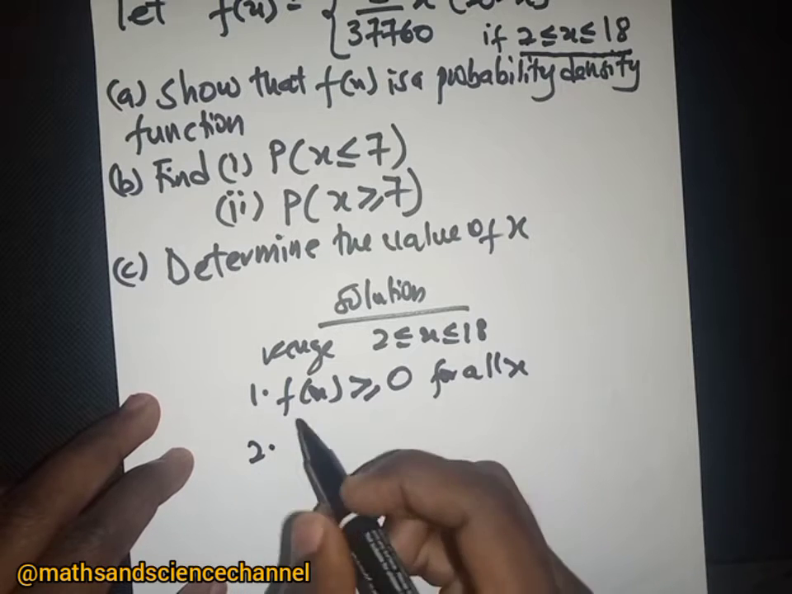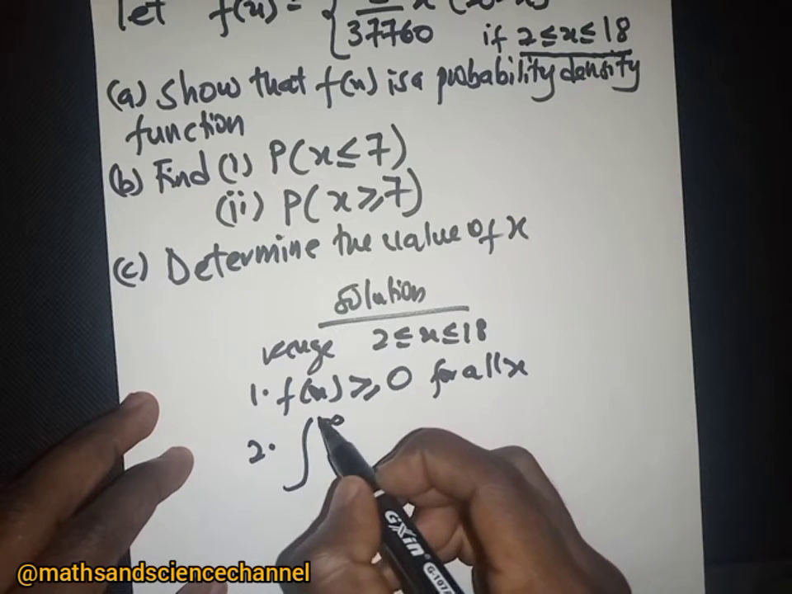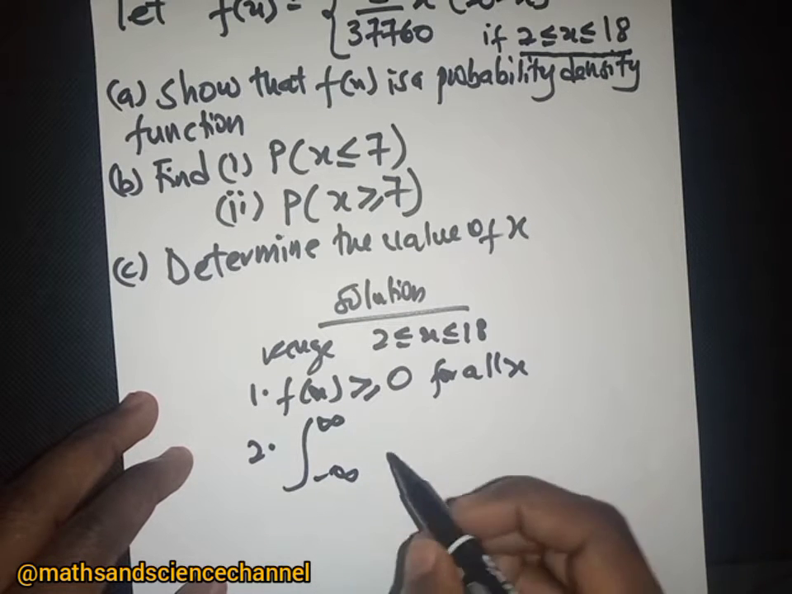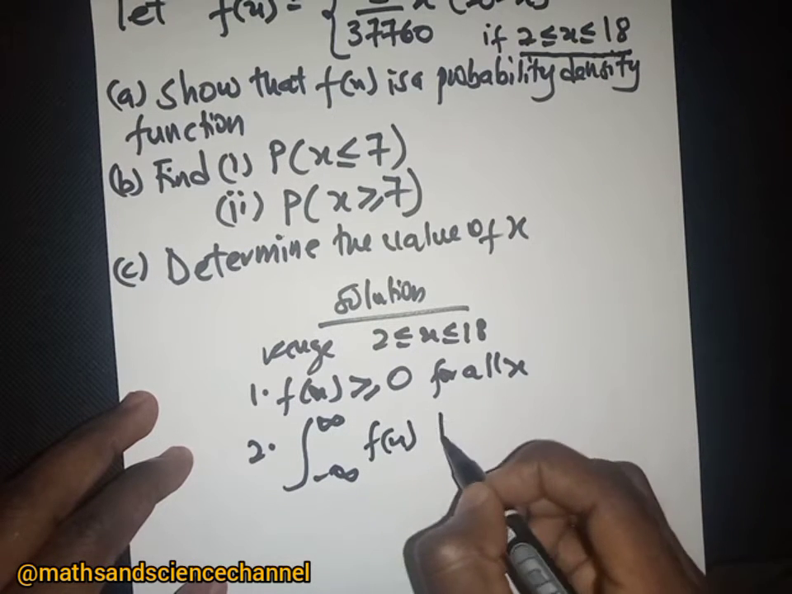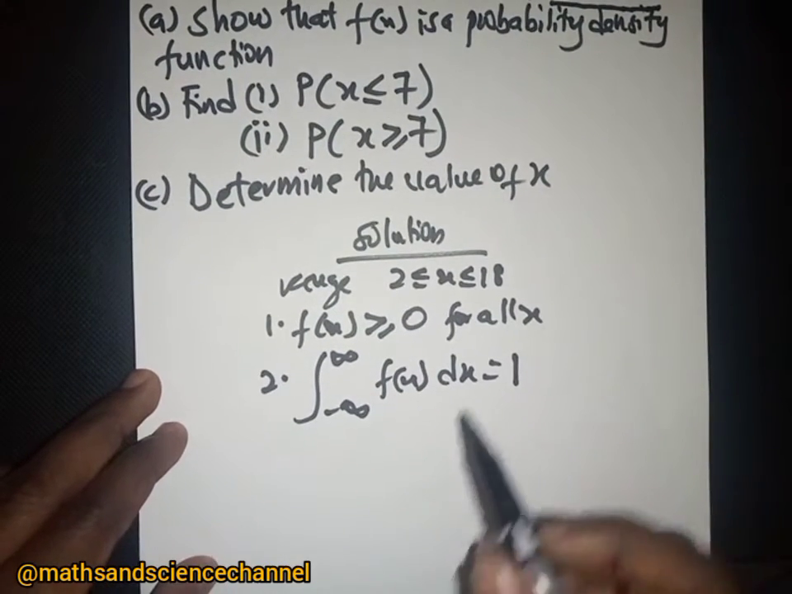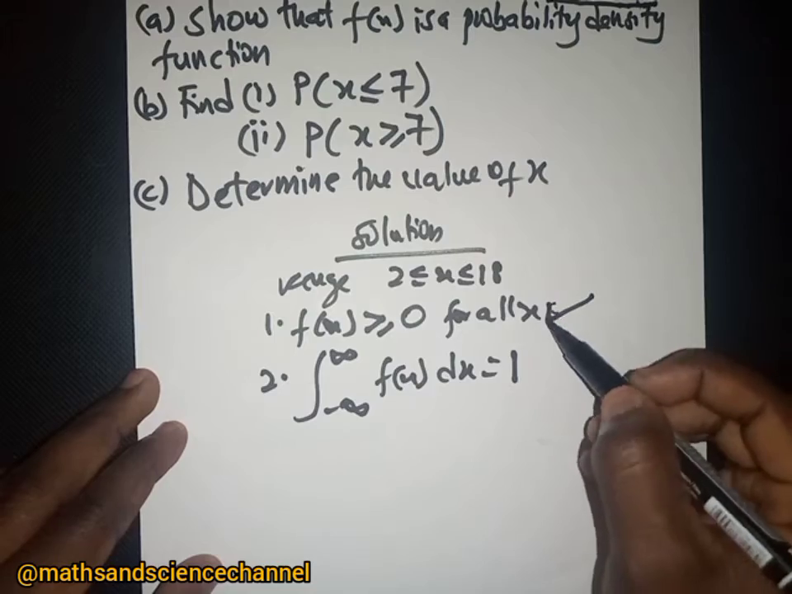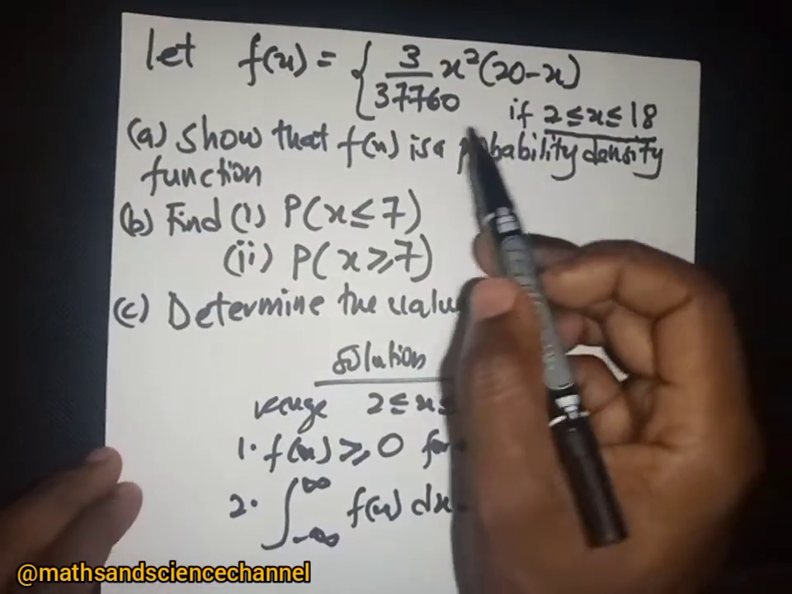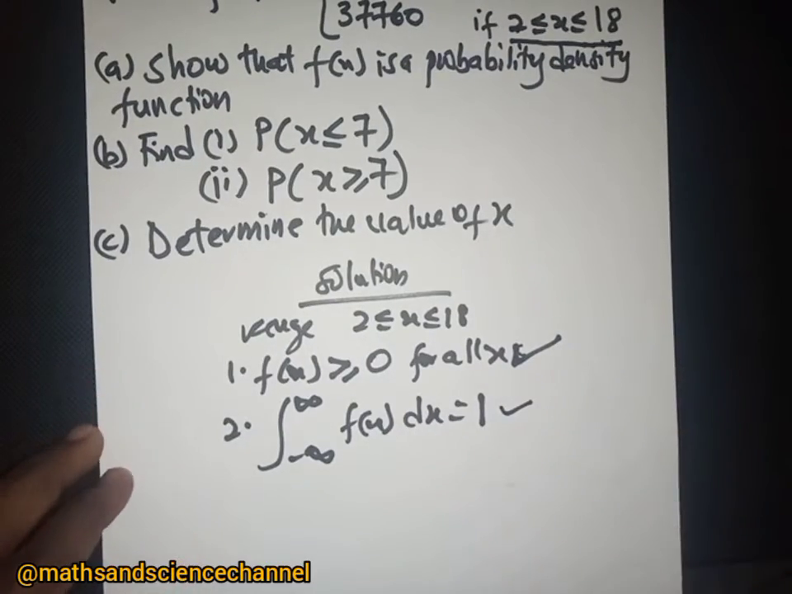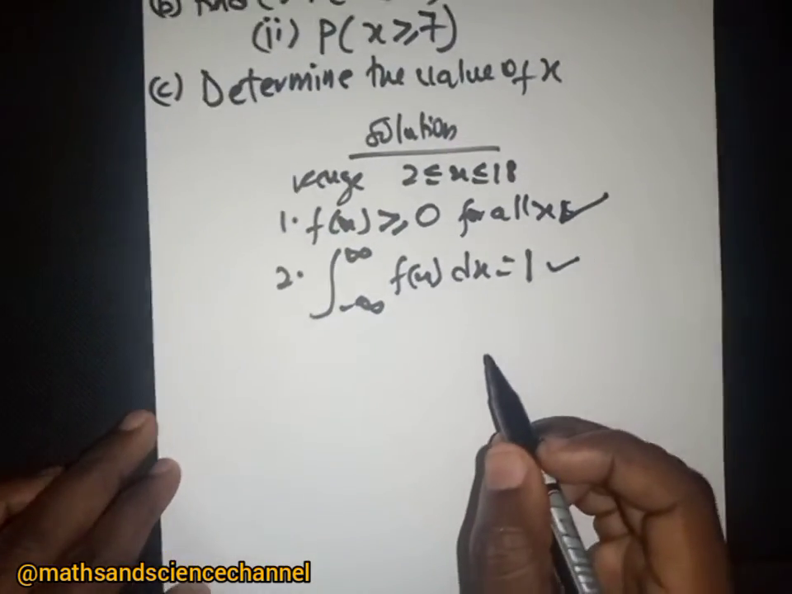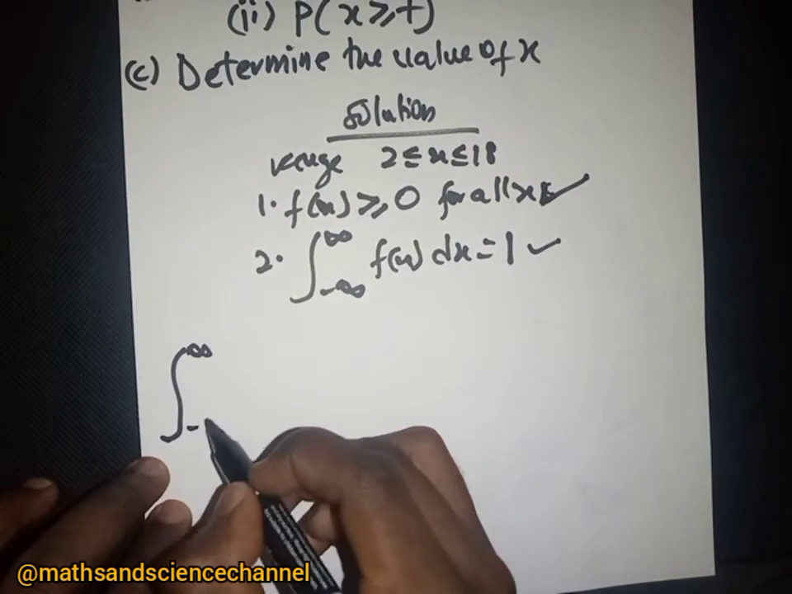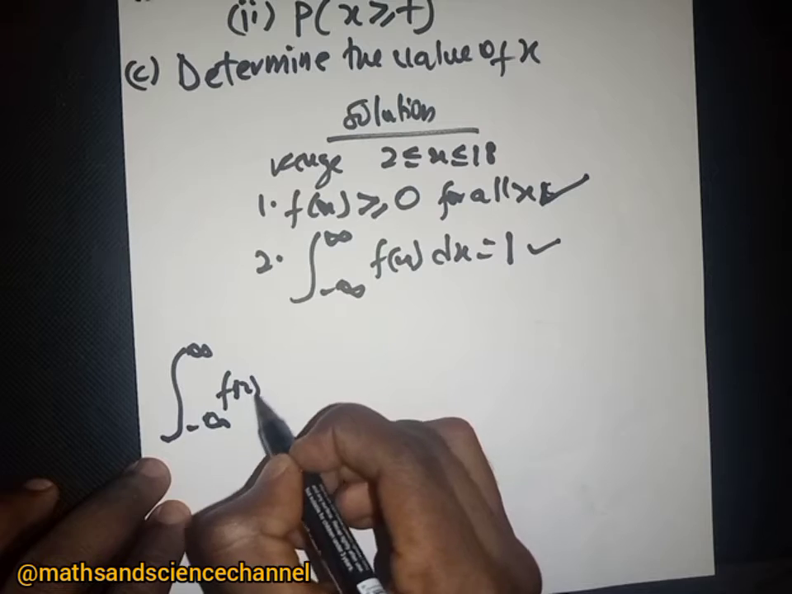Now the second condition is that the integral going from negative infinity to positive infinity of f of x dx should be equal to 1. That's the second condition. So since we have been able to satisfy the first condition, let's check whether it satisfies the second condition.